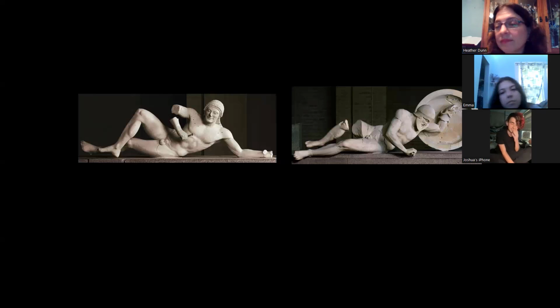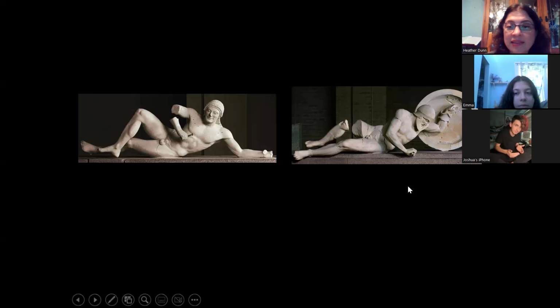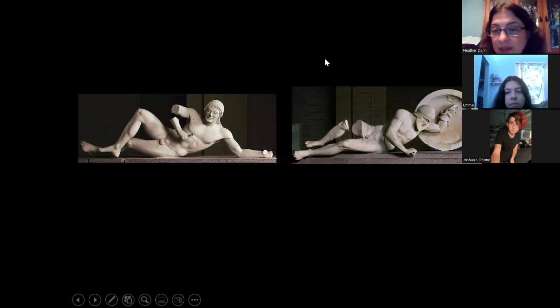Not sad, he looks a bit agonized, and he has his shield up, he's protecting himself, but you can see his face. Yeah, and this one has a shield, and this one doesn't. That's another difference. So he has a shield and a helmet. Emma, what do you think about the faces?